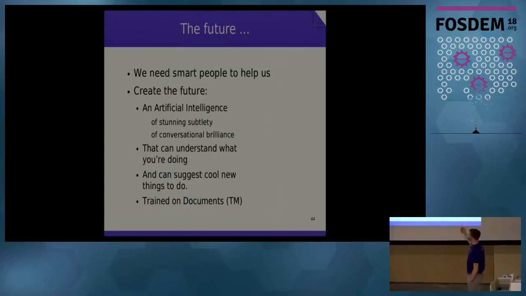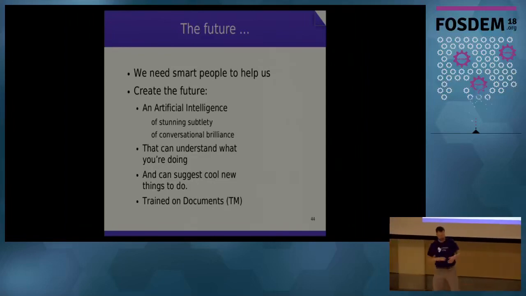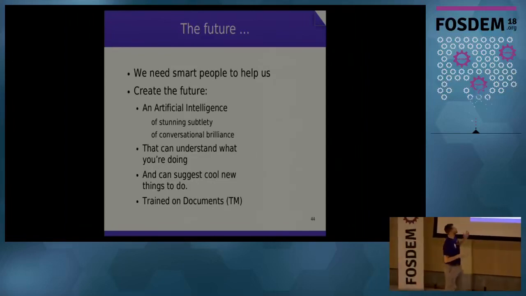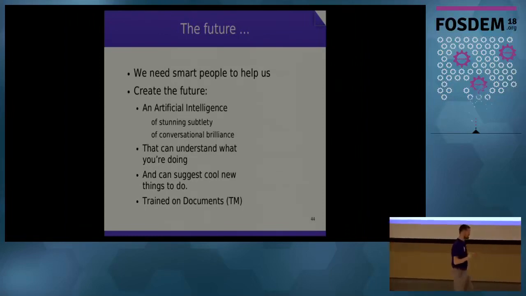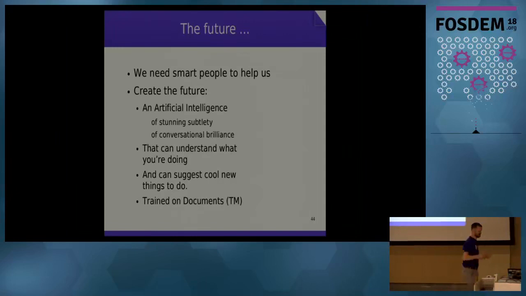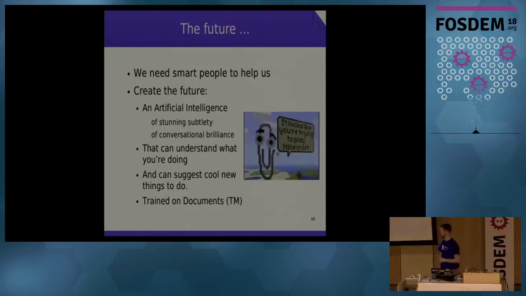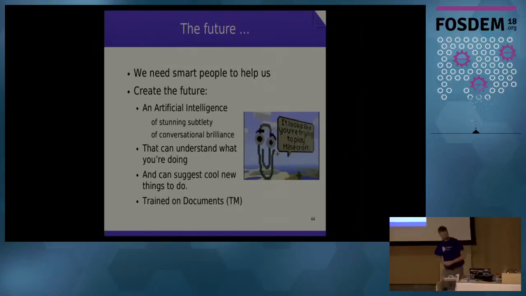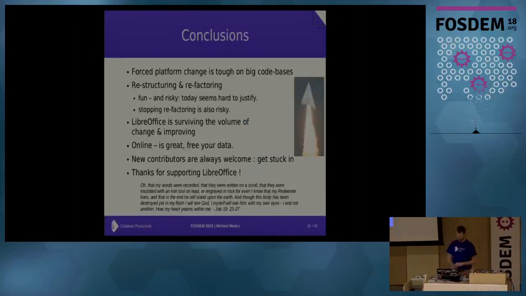Cool. So yeah, we need smart people. But what we really need is that we live in a world of AI and technology, and increasingly this is automating everything we do. Documents should be no different. So what we really need is an AI of incredible subtlety, and I hope some of you are into convolutional neural networks and data sets and training that can see what you're doing and suggest cool new things to make it easier. So yeah, that would be absolutely brilliant if we could go there.